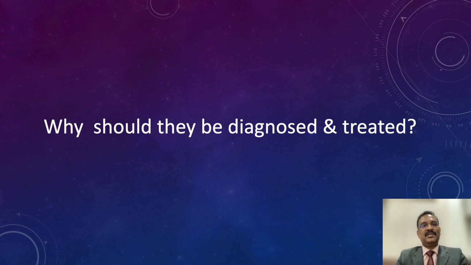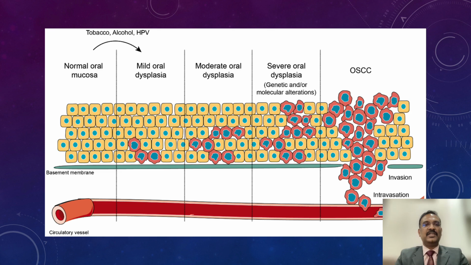Why should they be diagnosed and treated? Any takers for this question? It's pretty straightforward. We said all these oral pre-malignant disorders ultimately lead to cancer, or they have a higher predilection for developing cancer. So it is for this very reason that we have to diagnose them and treat them at the right moment with the right interventions.